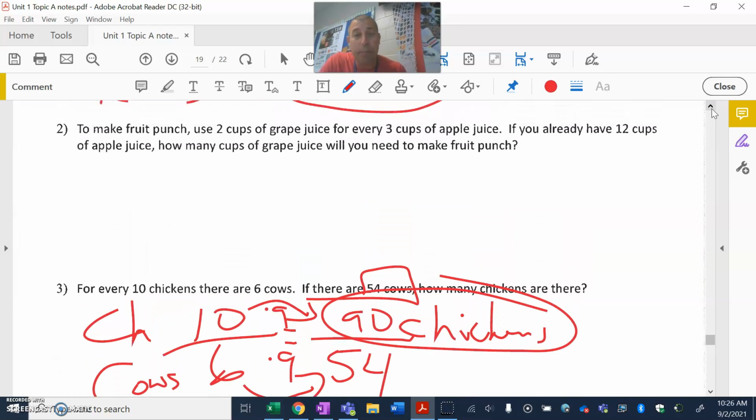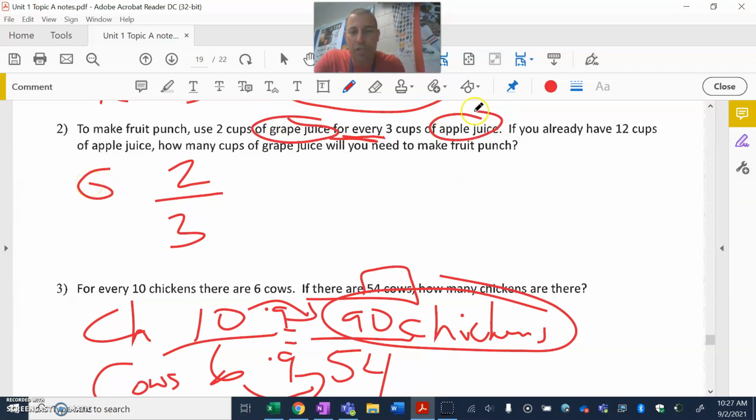Let's see what we got to make fruit punch. Use 2 cups of grape juice for every 3 cups of apple juice. So, okay, there's that for every. Hello ratio. I see the 2, I see the 3. All right, I got 2 cups of grape juice. I'll put a G out there. 3 cups of apple juice. I'll put the A out there for the apple juice.